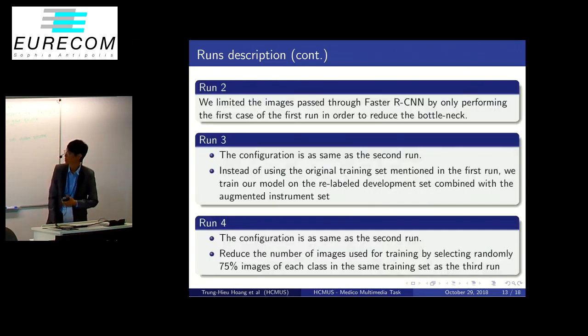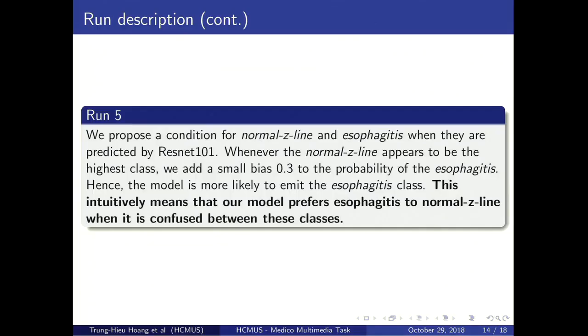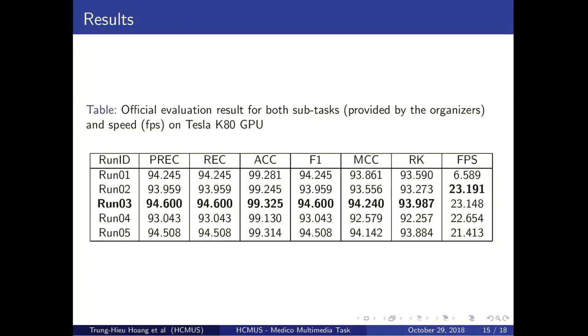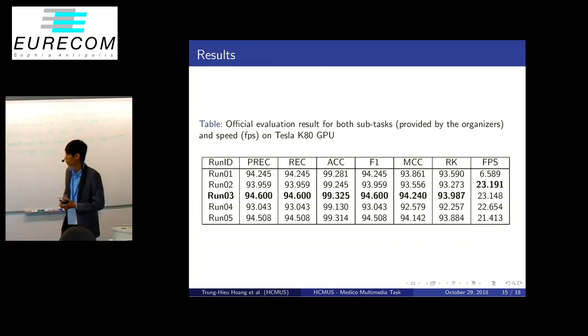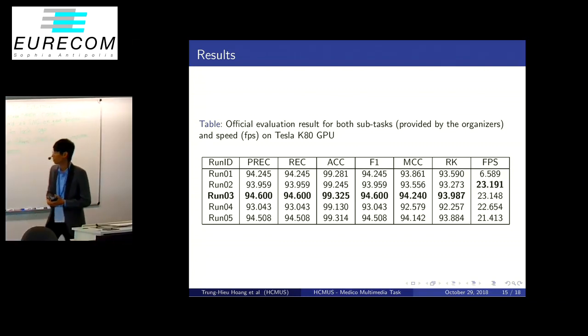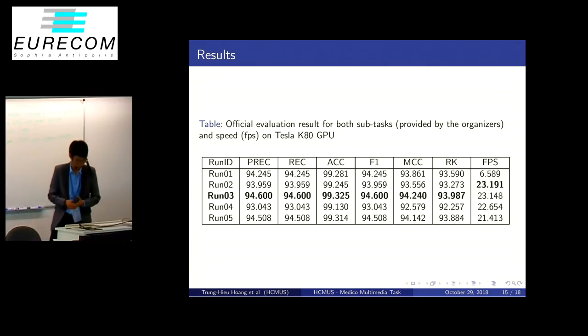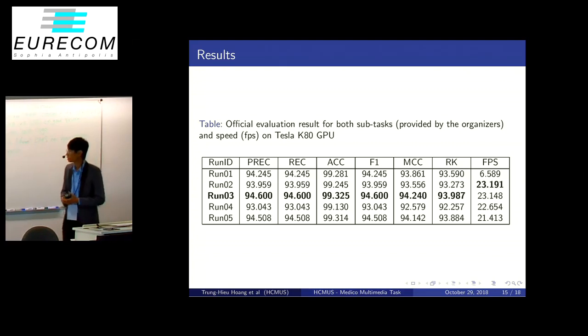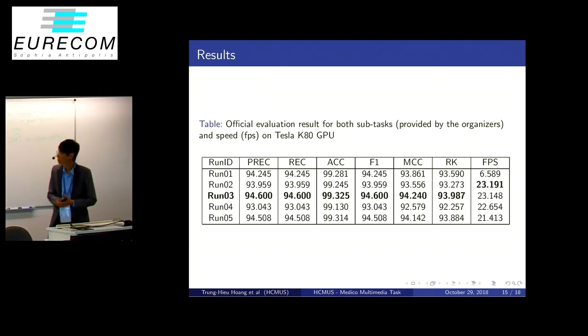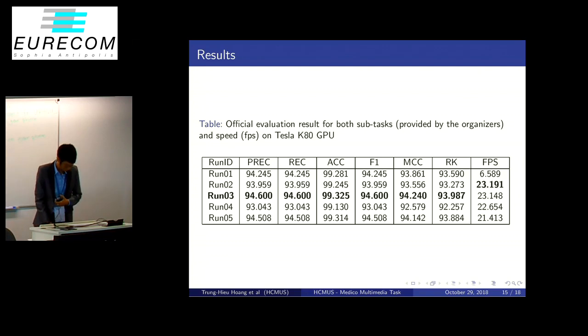And here's our run description in words, so I skip it. And this is our result. So as you can see, in run 3 we achieved the best performance, but in run 2 we have a very high speed. We achieve 23 frames per second with run 2. And we test our system on the Tesla K80 GPU.